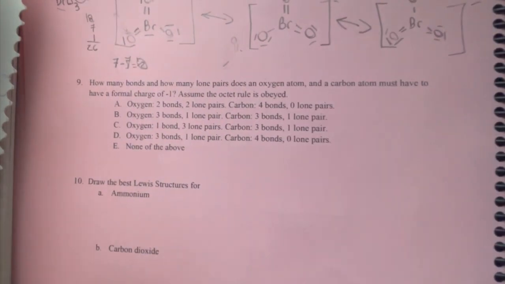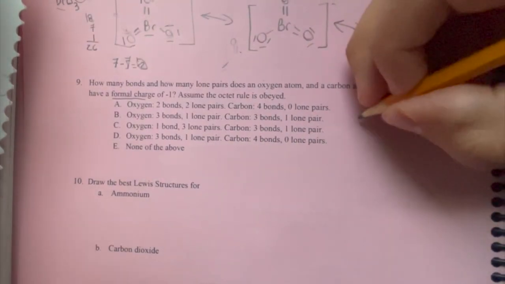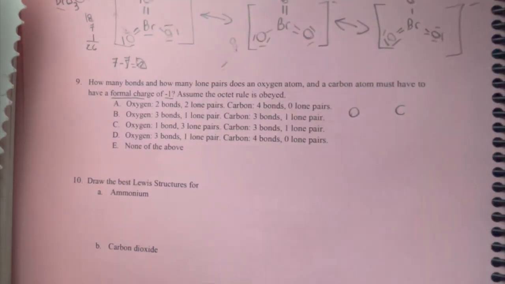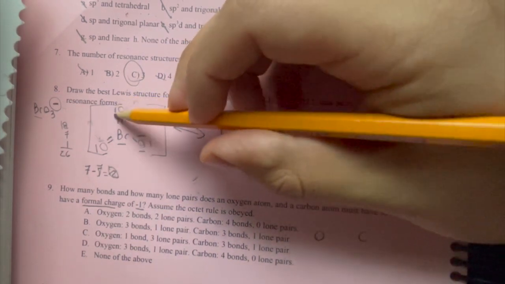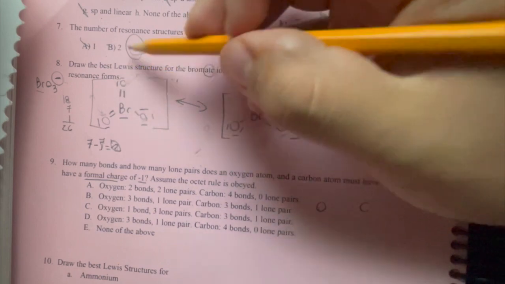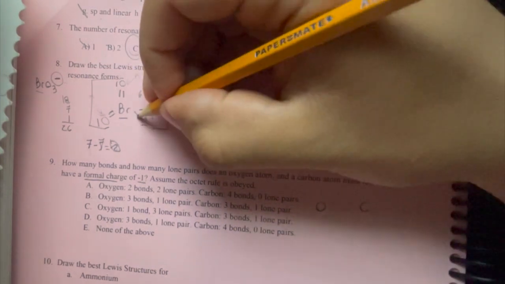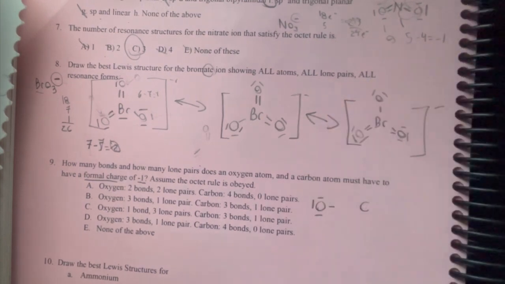Okay, let's do 9. How many bonds and how many lone pairs does an oxygen atom and a carbon atom must have to have a formal charge of -1? Assume the octet rule is obeyed. So we're talking about formal charge, so basically we just follow valence minus has. We have oxygen and carbon, and we want a formal charge of -1. For oxygen, we've already seen it, right? A double bond and 2 lone pairs. No, just kidding, sorry, that's a 0 formal charge. For oxygen, a -1 formal charge would be this, because oxygen has 6 valence electrons and we have 7 here. So that'll be a -1. So we would need 3 lone pairs and 1 bond.